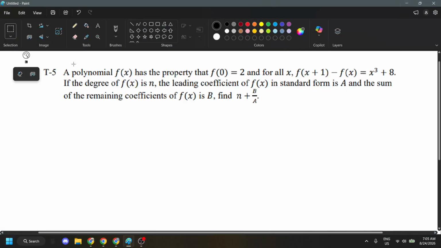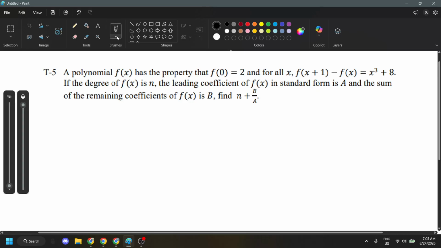A polynomial f has the property that f of 0 is equal to 2, and that for all x, f of x plus 1 minus f of x is equal to x cubed plus 8. If the degree of the polynomial is n, the leading coefficient of f of x in standard form is a, and the sum of its remaining coefficients is b, find n plus b over a.